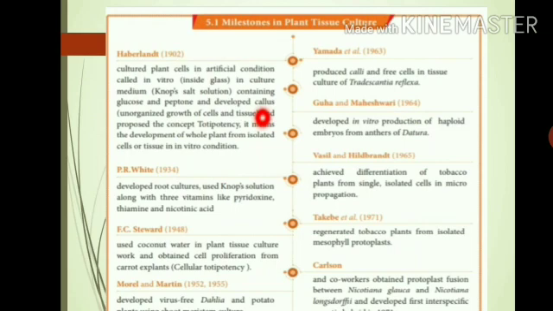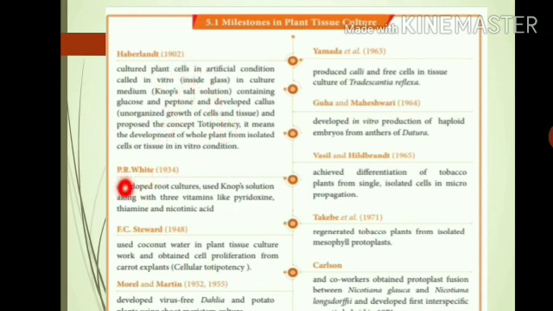What is callus? The callus is nothing but an unorganized and undifferentiated mass of cells. Here, unorganized growth of cells and tissue was proposed by the scientist Haberlandt. Totipotency simply means the development of an entire plant from a particular isolated cell or tissue in a laboratory condition. This is the first history of plant tissue culture, in the year 1902.